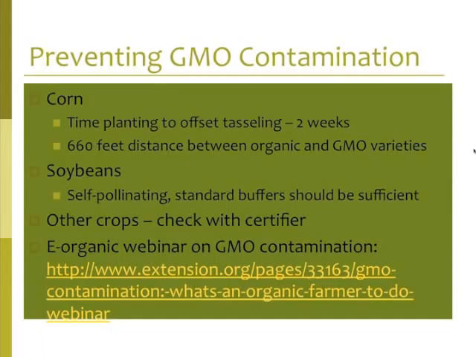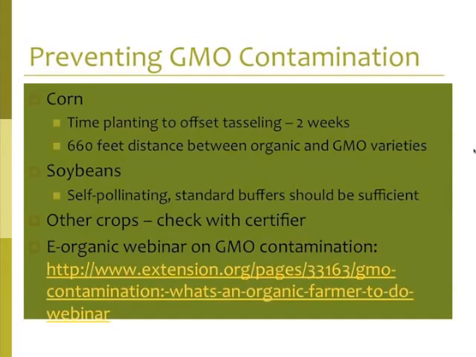Now, 660 feet would be an enormous buffer, so a lot of producers will also use offset timing of planting GMO corn and organic corn. Two weeks is usually sufficient if there's an offset in tasseling time.